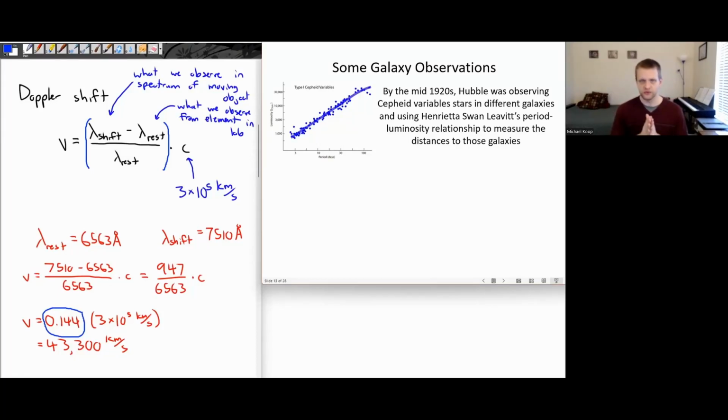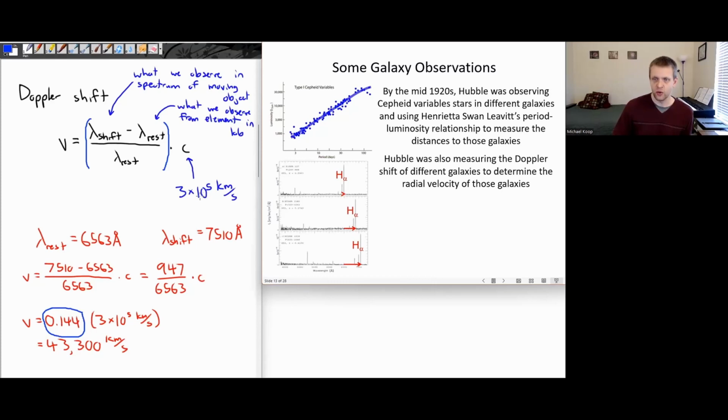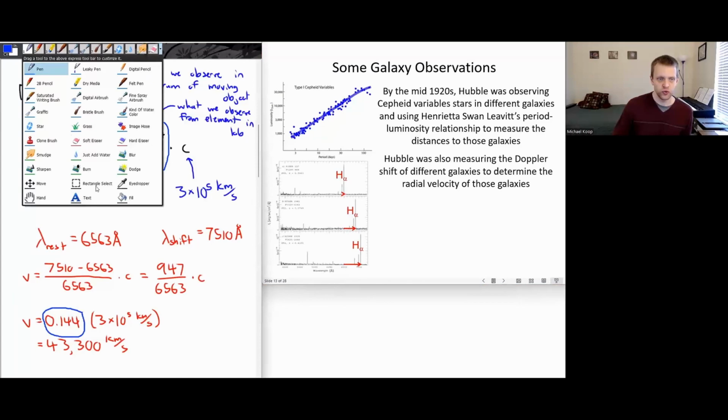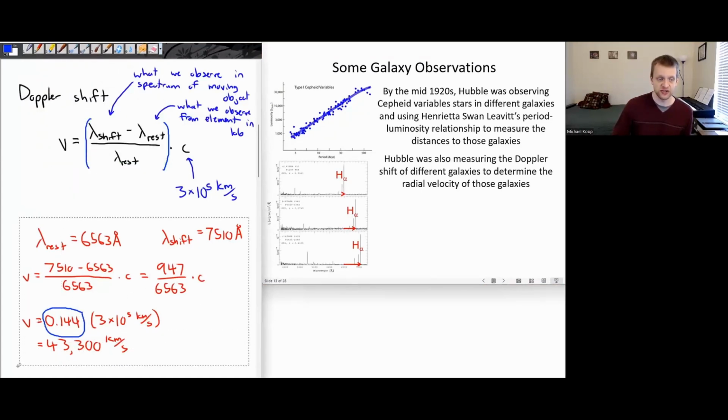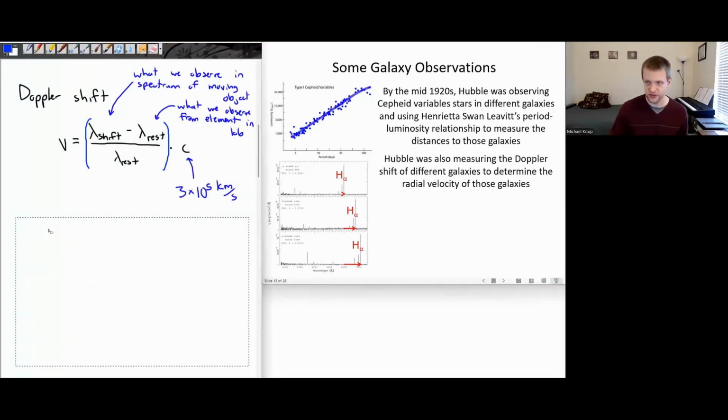Overall, let's talk about some of these galaxy observations. We said in the last session that Hubble was using the Cepheid variable stars in different galaxies and using the period luminosity relationship developed by Henrietta Swan Leavitt. Hubble was able to start actually measuring the distances to different galaxies. We've also talked about how we can use the spectrum of these galaxies to measure how fast these galaxies are moving towards us or away from us.